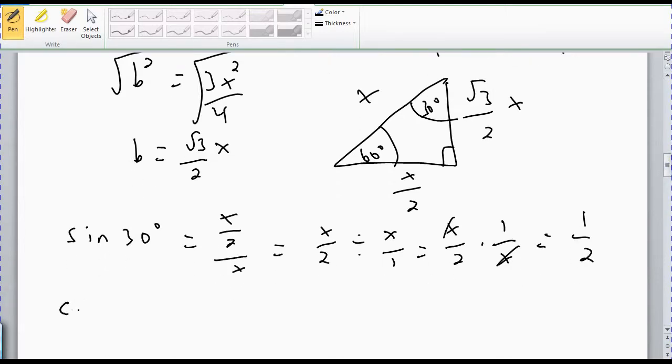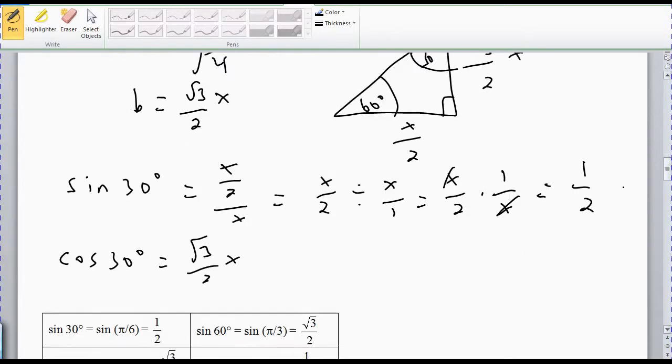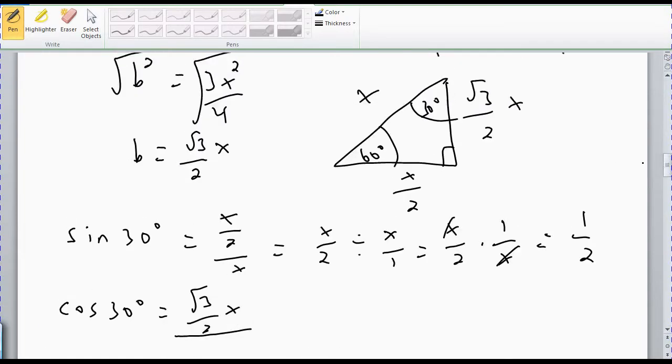Now I'm going to find the cosine of 30. Cosine of 30 is the adjacent over the hypotenuse, so it's going to be square root of 3 over 2x divided by the hypotenuse, which is x, and these x's cancel, leaving square root of 3 over 2.